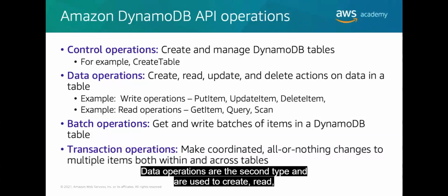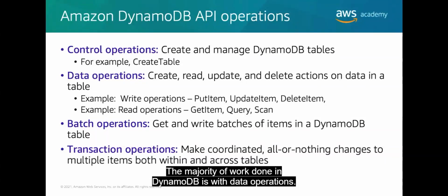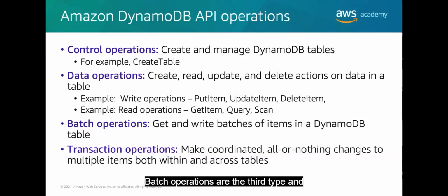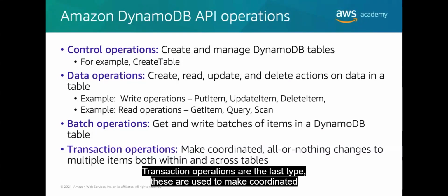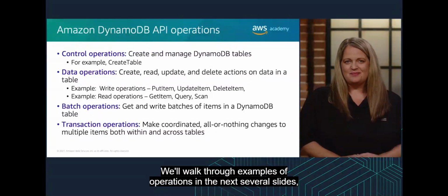Data operations are the second type and are used to create, read, update, and delete items in a table. The majority of work done in DynamoDB is with data operations. Some data operations can also be used to read data from a secondary index. Batch operations are the third type and are used to run multiple operations against DynamoDB. Transaction operations are the last type. These are used to make coordinated, all-or-nothing changes to multiple items, both within and across tables. We'll walk through examples of operations in the next several slides.